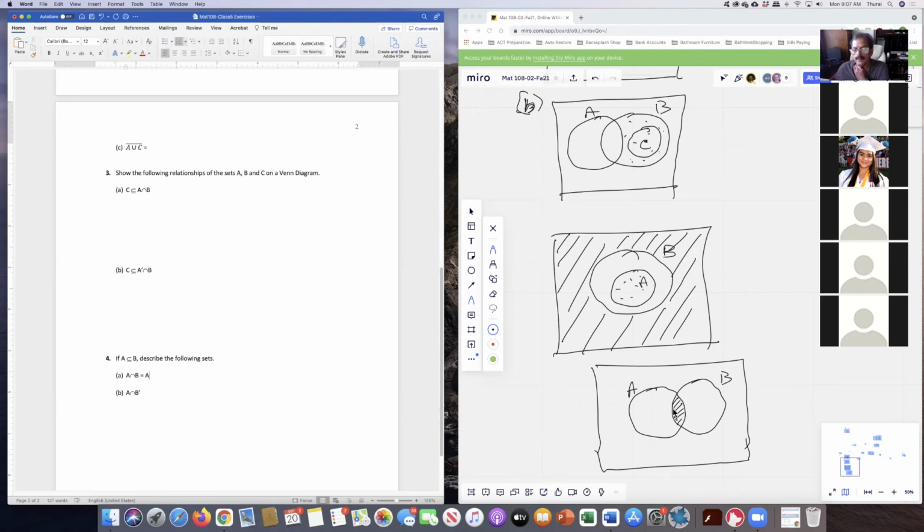Why? Because what is common to A and B is all of A now. Everything in A is in B, right? So everything in A is in B means the common area for A and B is all of A. You can see in the picture, right? All of A is common to A and B. So A intersection B is the same as A.